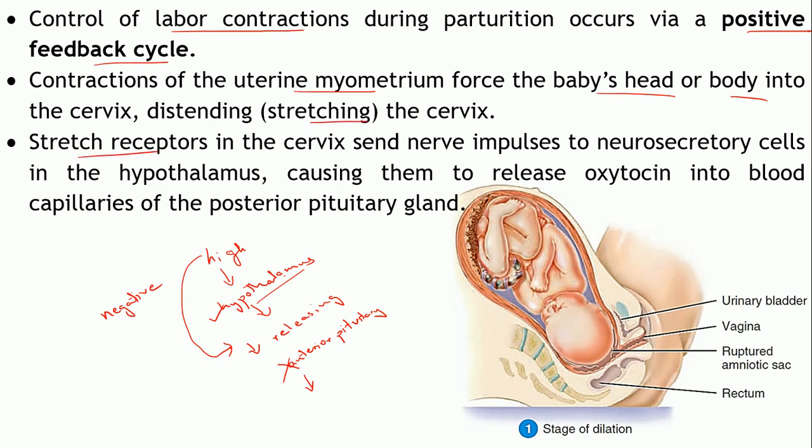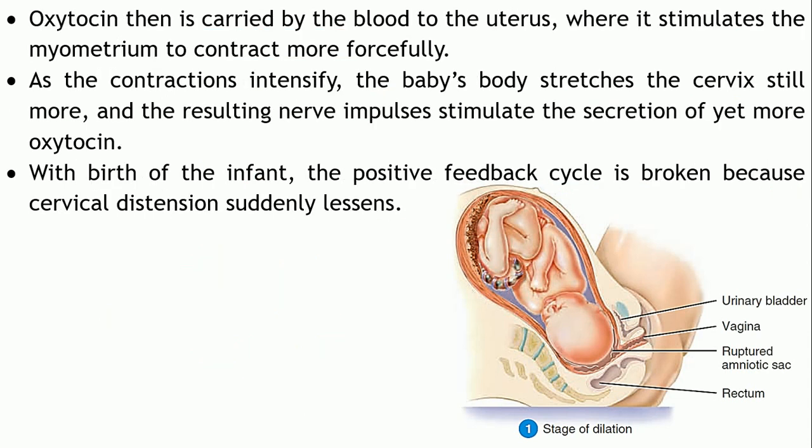There are stretch receptors in the cervix which send impulses to the neurosecretory cells in the hypothalamus, which release this hormone, oxytocin. As a result of stimulation of the stretch receptors, the hypothalamus is activated and more oxytocin is released into the blood capillaries of the posterior pituitary gland. The hormone oxytocin is carried by the blood to the uterus. Now on the uterus, more and more oxytocin receptors have been presented, right? So it will stimulate the contraction of the myometrium more forcefully.